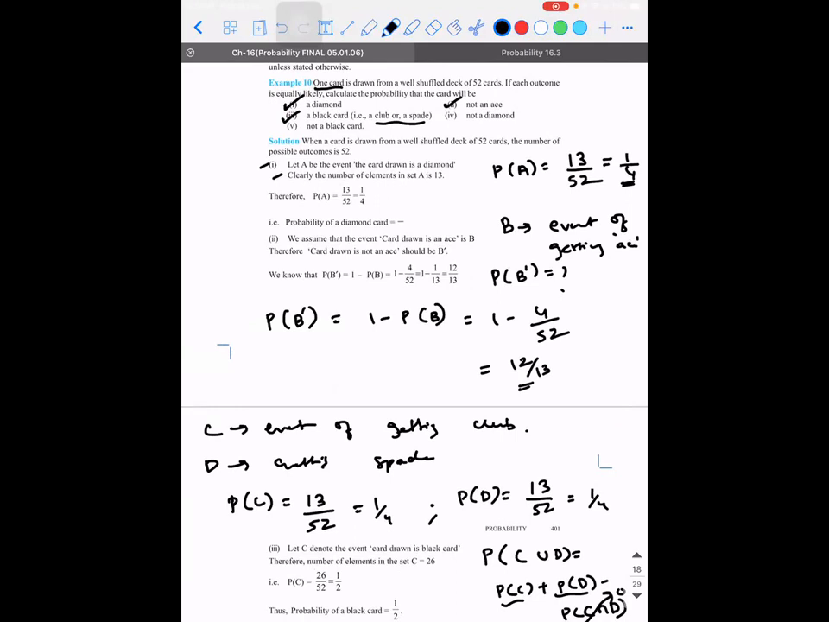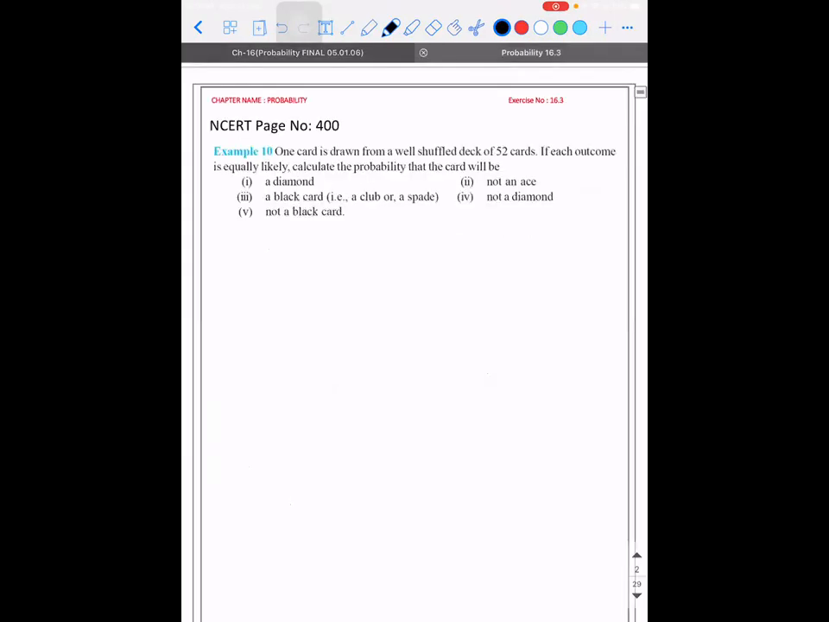Okay, 1 minute. So I'll do it here. So what is the probability of not getting a diamond? So probability of getting a diamond was 1 by 4. Probability of not getting a diamond will be 1 minus 1 by 4. That is 3 by 4, sorry. That is, you have 75% chance of not getting it. Okay, 3 by 4. So that is the answer for the fourth one.